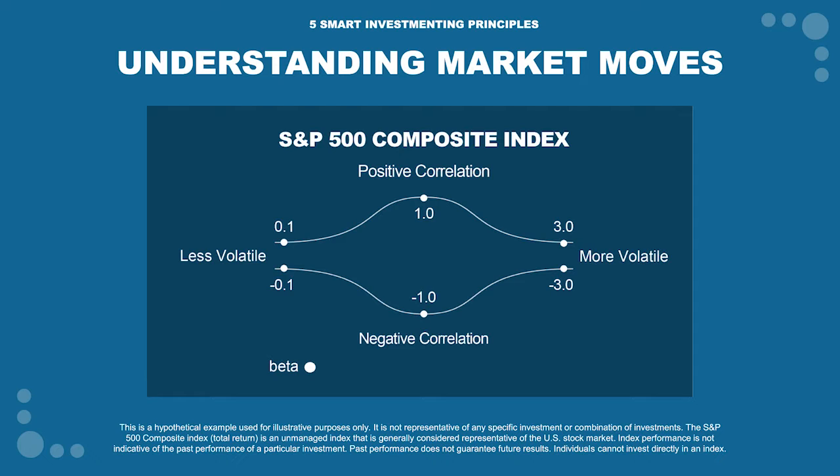Beta is a measure of how likely a stock is to move up and down as the overall stock market moves up and down as well. In this example, we're using the S&P 500 Composite Index Total Return to represent the market. So it has a beta of 1. The S&P 500 is an unmanaged index that is generally considered representative of the U.S. stock market. Keep in mind, index performance is not indicative of the past performance of a particular investment. Individuals cannot invest directly in an index.